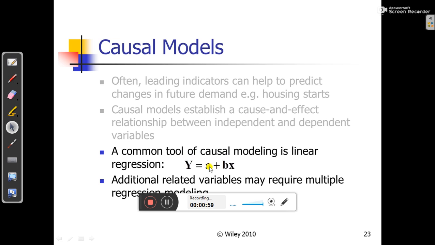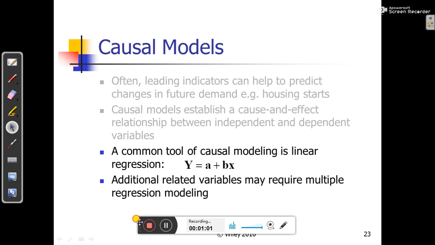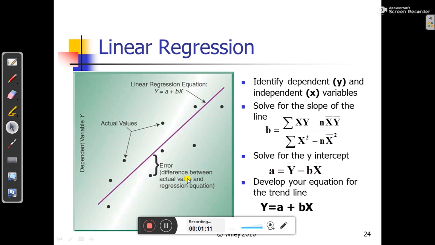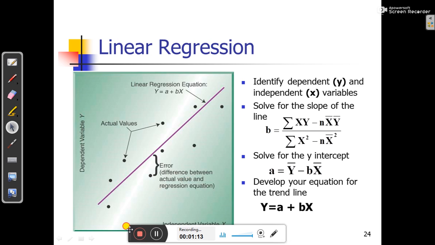A common tool of causal modeling is linear regression. Additional related variables may require multiple regression modeling. Here you can see we have already gone through linear regression in a previous video. Identify the dependent variable y and the independent variable x.